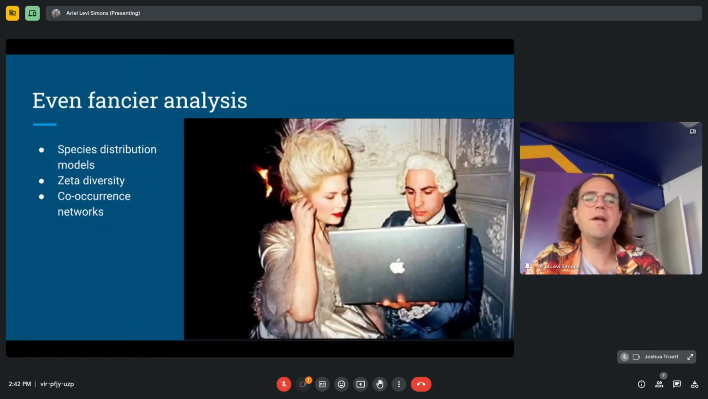But we also provide the data to download to do even fancier analysis. As you can see here, this is fancy analysis. And I wanted to talk about some of the analytical techniques that people can use with the data that we're generating from eDNA Explorer, that you can just dump out of the website and then do other stuff with.